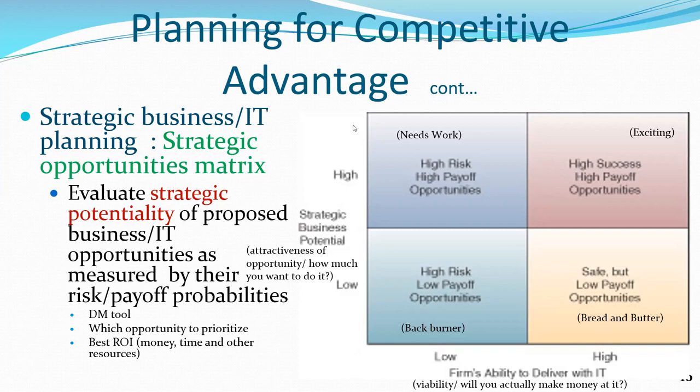So once you think of this matrix, we have x and y axes. We'll see that the y axis is strategic business potential, which is the attractiveness of the opportunity, or how much you want to do it. When we come up with a possible thing to do for an organization, you can identify how attractive it is, or how much you need to do it for your organization.